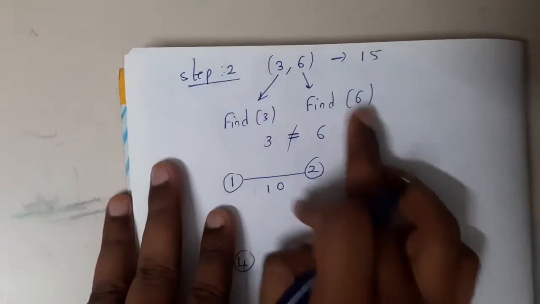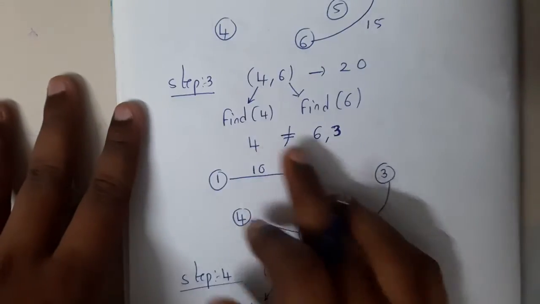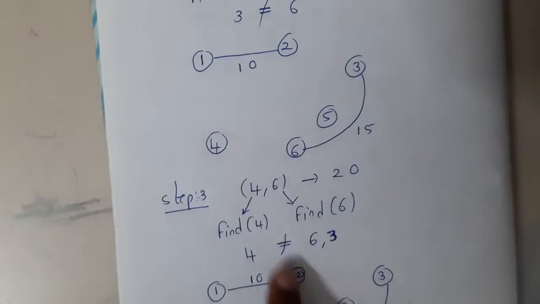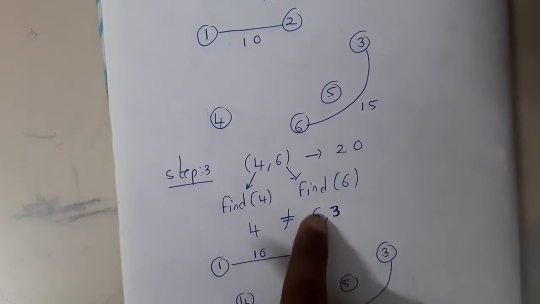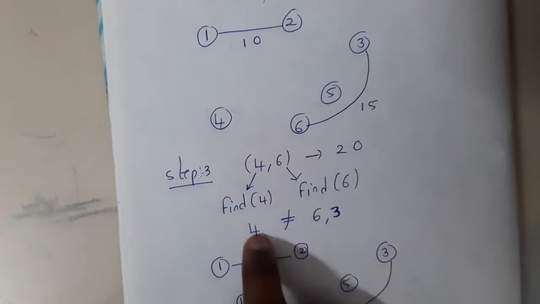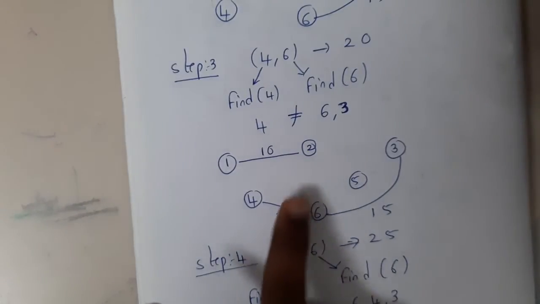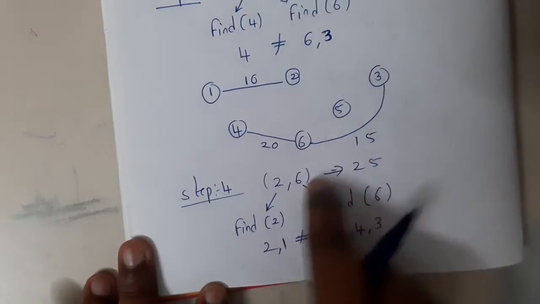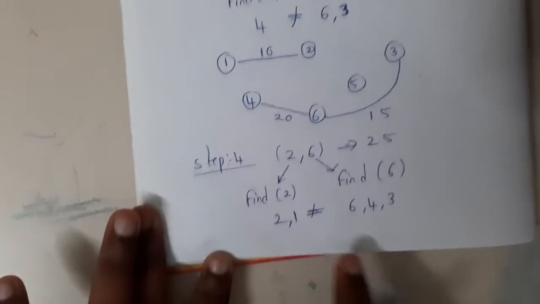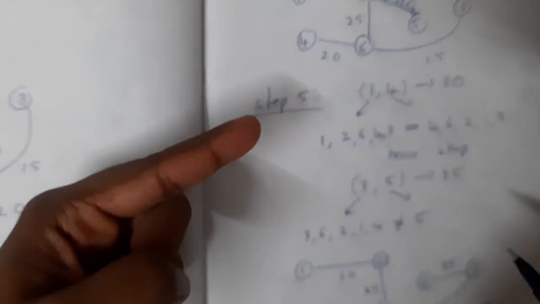Similarly, find set of 3 comma 4. Previously, are 3 comma 4 connected, guys? No, hence you will get 3 and 6 only. Similarly, find set of 4 comma 6. For 4 we will be getting 4 only, but for 6 it is connected, right? So 6 comma 3 you will get, but they are not matching. Similarly, find set of 2 comma 6. 2 is having 2 and 1; I think I forgot to write 1. And 6 is having 6, 4 and 3. So they are also not matching, hence you can connect them. If they are not matching, you will connect them, guys. If they are matching, you will avoid them.